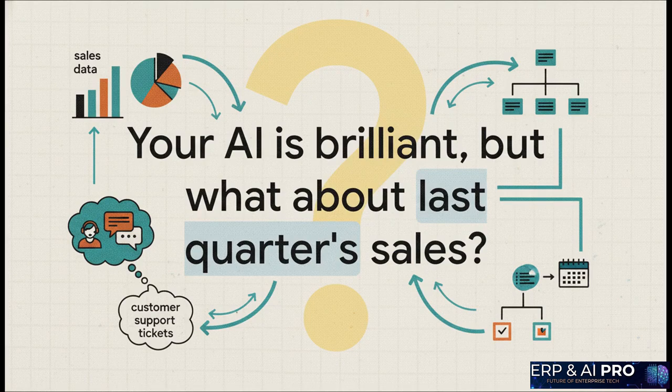Right? You've got this brilliant AI assistant. It knows everything about history, science, you name it. But ask it about your business. Say, how did we do on sales last quarter? And you get nothing. It has no idea. These models have basically read the entire public internet, but they are completely blind to your internal world. That's the gap we're going to close today.